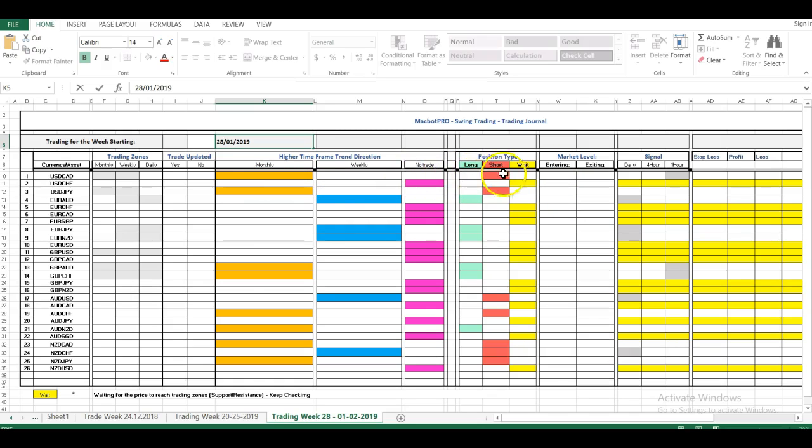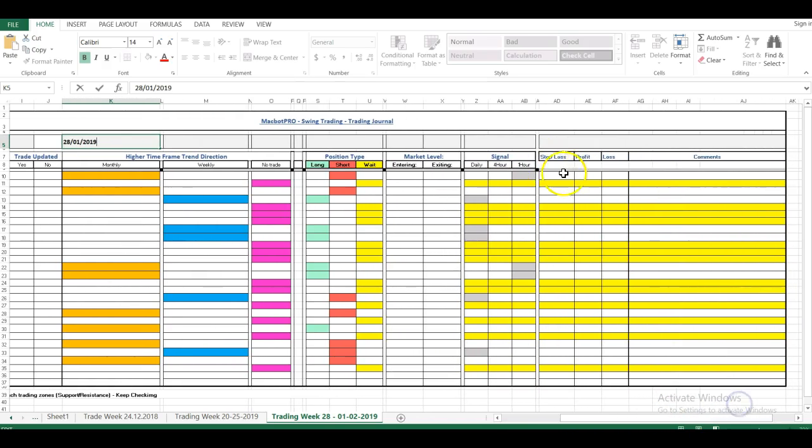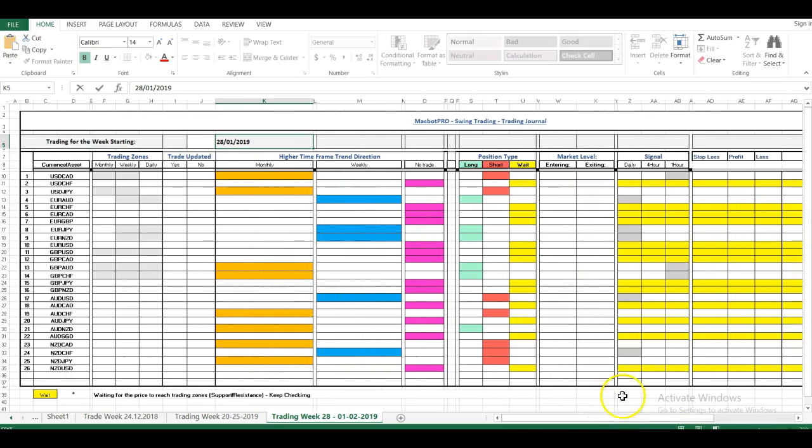Next, we want the position type. If we get 2 uses here: long, short, or wait, and the signal time frames. So my signal time frames for a monthly and a weekly are daily and 4-hour, and for a weekly, daily inside a weekly, I want all 3. And as the trade's activated, I will just put in the profit losses, the entry and the action stages of the market. I'll just fill that in after the fact.